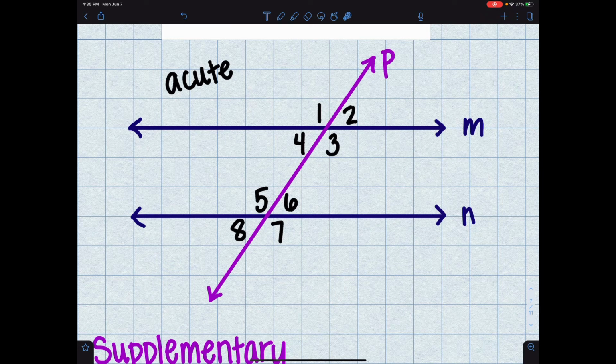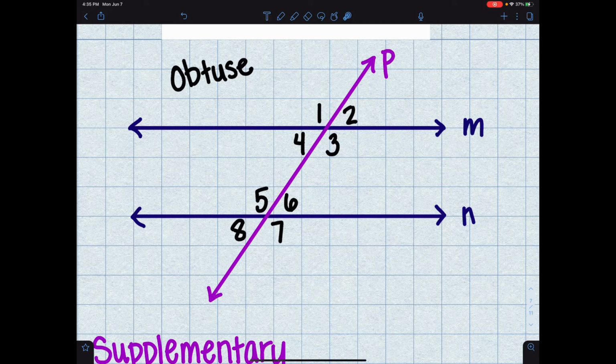There's also 4 obtuse angles. Let's erase that. And we're going to look at the obtuse angles. Remember, obtuse sounds like the word obese. That means they're big fat angles, bigger than 90 degrees. So let's look at those. There's angle 1, angle 3 is obtuse, angle 5 is obtuse, and angle 7 is obtuse.